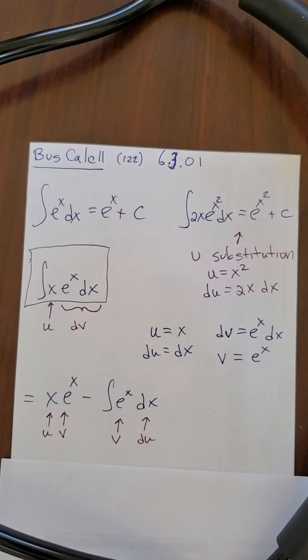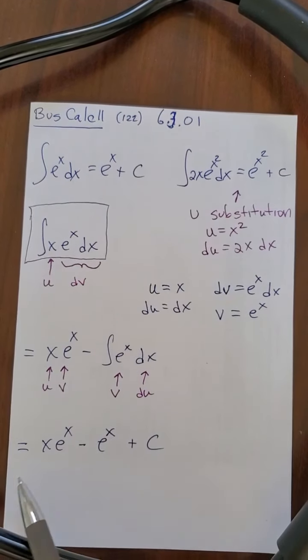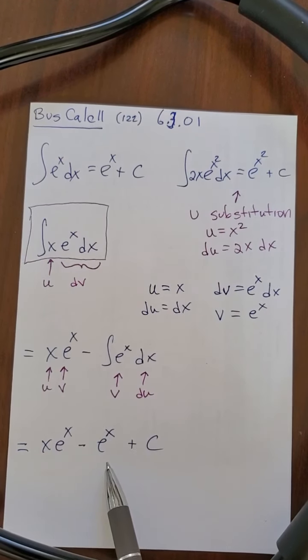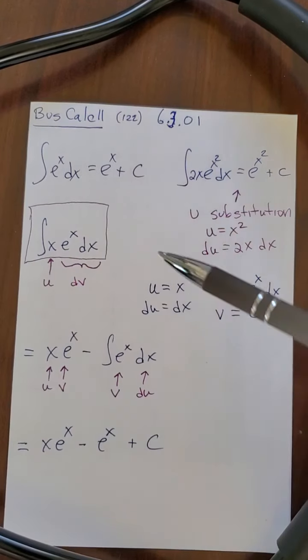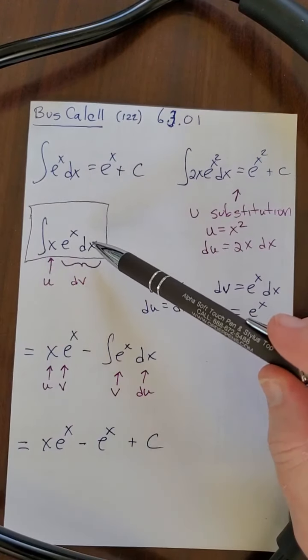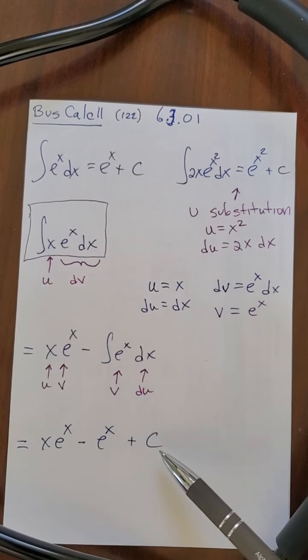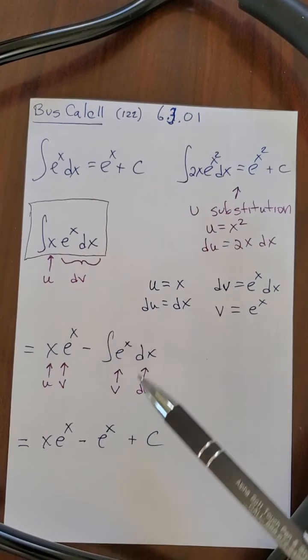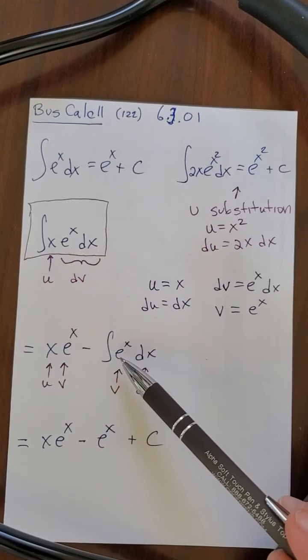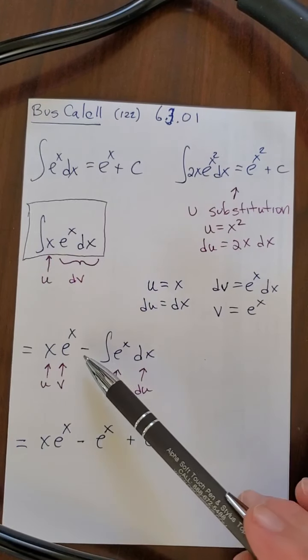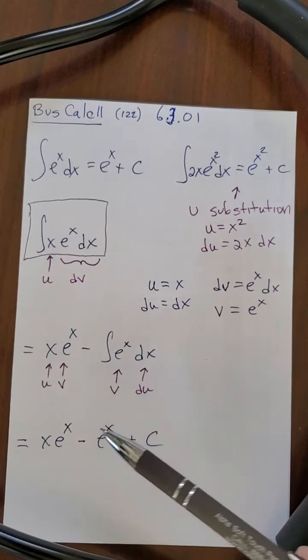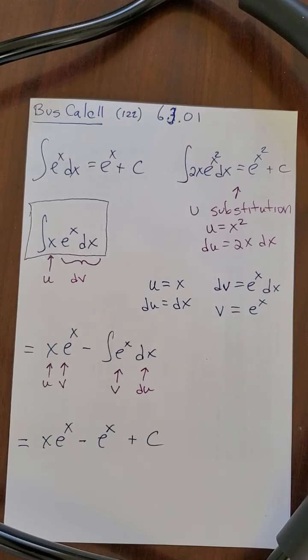So I'm going to just give our final answer: x e to the x minus e to the x plus c. So the integral of x e to the x dx is equal to x e to the x minus e to the x plus c. Where did that minus e to the x come from? Because the integral of e to the x is just a straightforward e to the x. So it's minus e to the x. Pow. That is the answer. Yay.